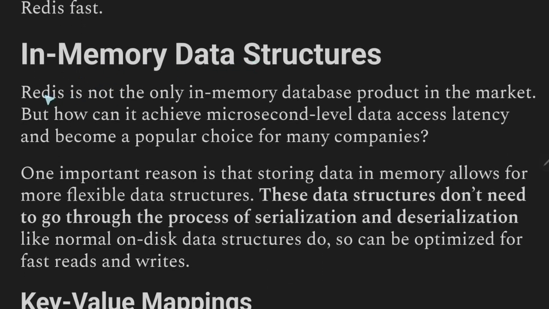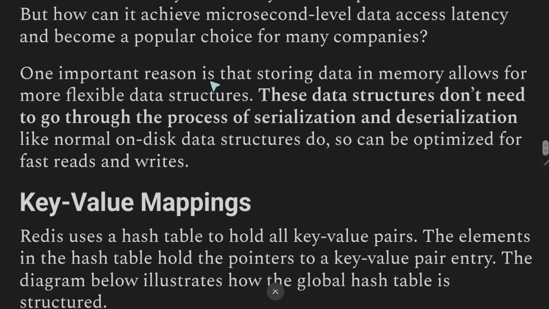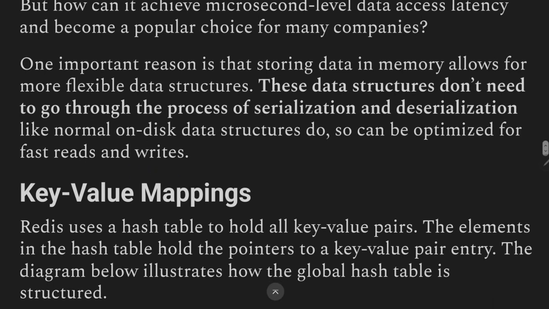In-memory data structures. So what makes Redis fast? Redis is not the only in-memory database product on the market, but how can it achieve microsecond level data access latency and become a popular choice for many companies? One important reason is that storing data in memory allows for more flexible data structures. These data structures don't need to go through the process of serialization and deserialization, like normal on-disk data structures do, so they can be optimized for fast reads and writes.